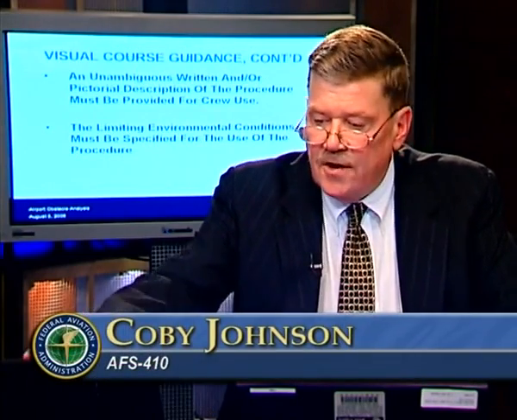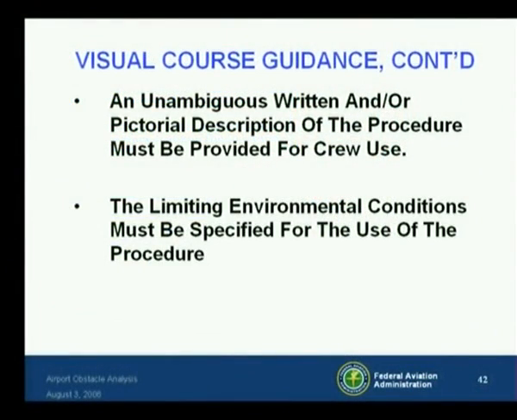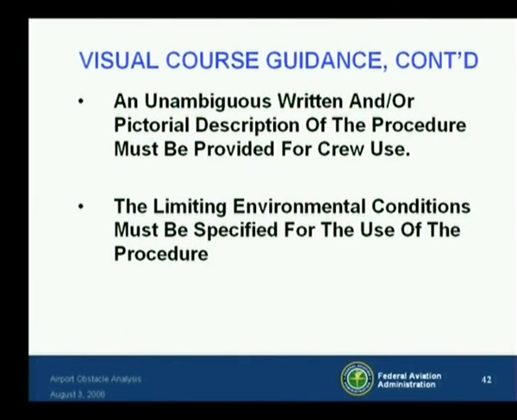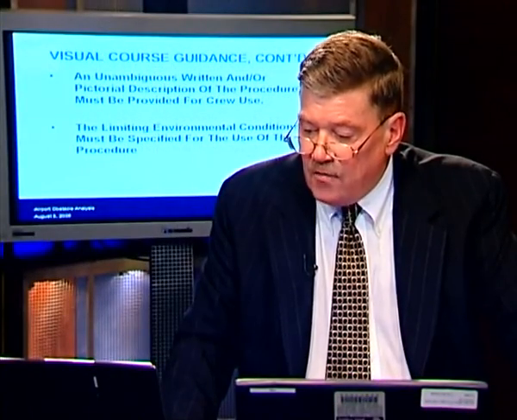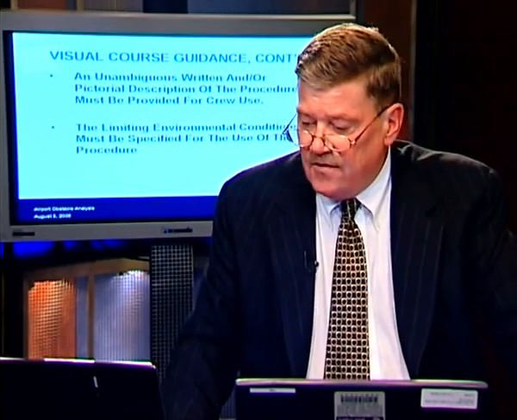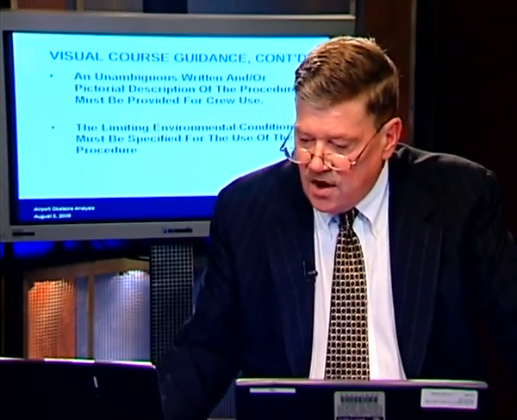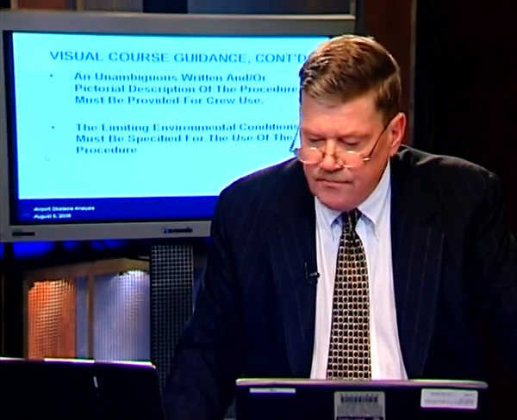And to continue a little bit with the visual business, an unambiguous written and/or pictorial description of the procedures, including the 9th hole, if appropriate, must be provided for crew use. The limiting environmental conditions, such as wind, ceiling, visibility, daylight conditions, or so forth, must be specified for the use of the procedure so the flight crew is able to visually acquire ground reference navigation points and navigate with respect to those points. Now, there are lots of other considerations in the AC. I'd call them cats and dogs, but they're important when it comes to the development of these engine-out procedures.